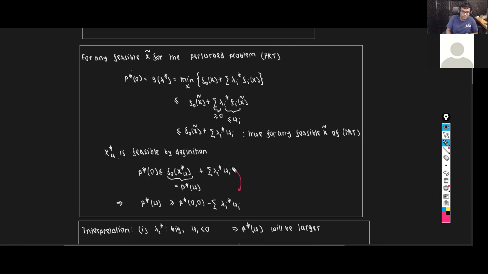So from that, I will just change sides of this p star u. I am getting p star u is greater than or equal to p star 0 minus lambda_i star u_i. Let me correct this. So this is what we actually wanted to prove.